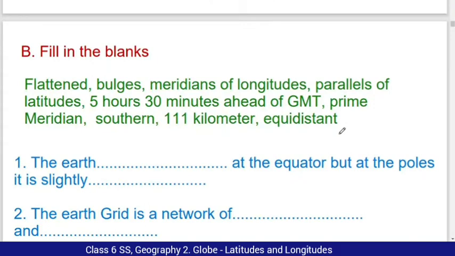Section B, fill in the blanks. In that first one, the earth dash at the equator, but at the poles it is slightly dash. The earth bulges at the equator, but at the poles it is slightly flattened.